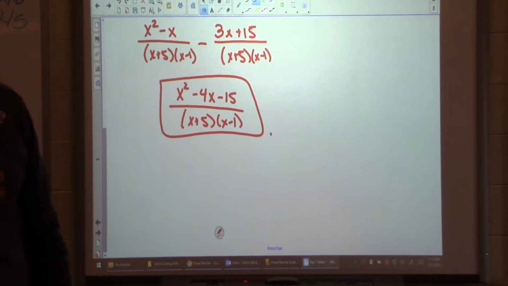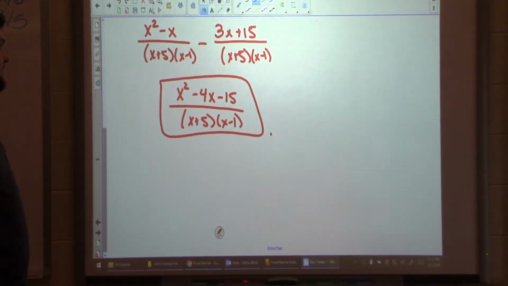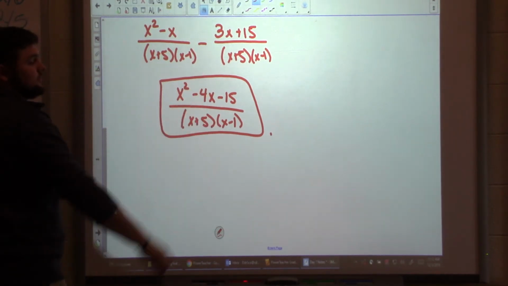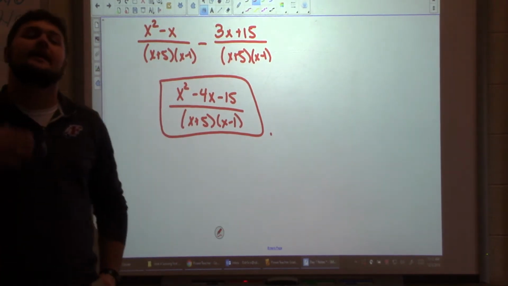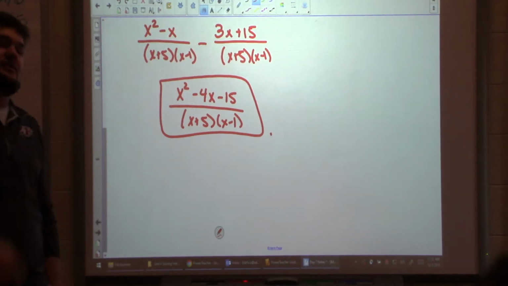Alright. Any questions? If this could factor and you could simplify, this would be incorrect. So you need to simplify as much as possible. So you do the thing, then you factor it.